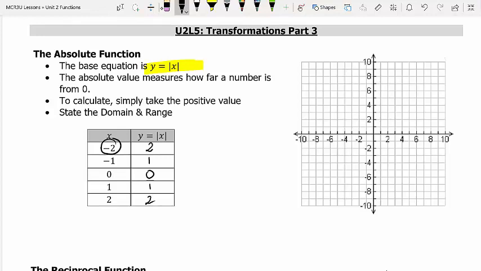Let's graph this to see what the base graph looks like. That's what the absolute function looks like. Now the domain and range: the domain encompasses all values of x, there's no restrictions, but the range encompasses all y values that are greater than or equal to 0.